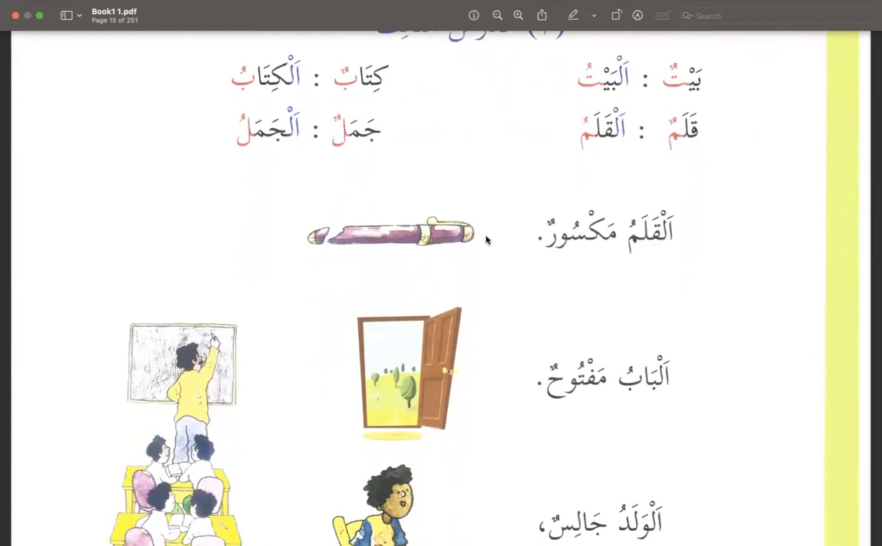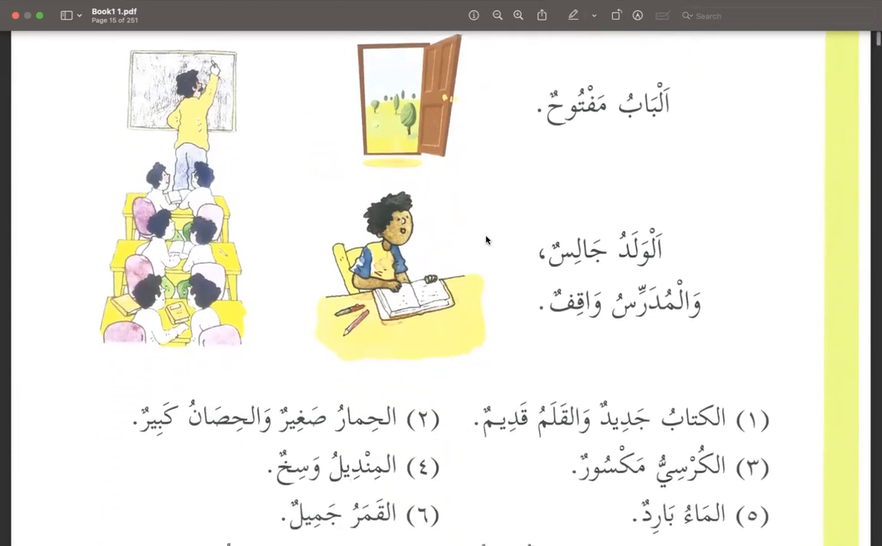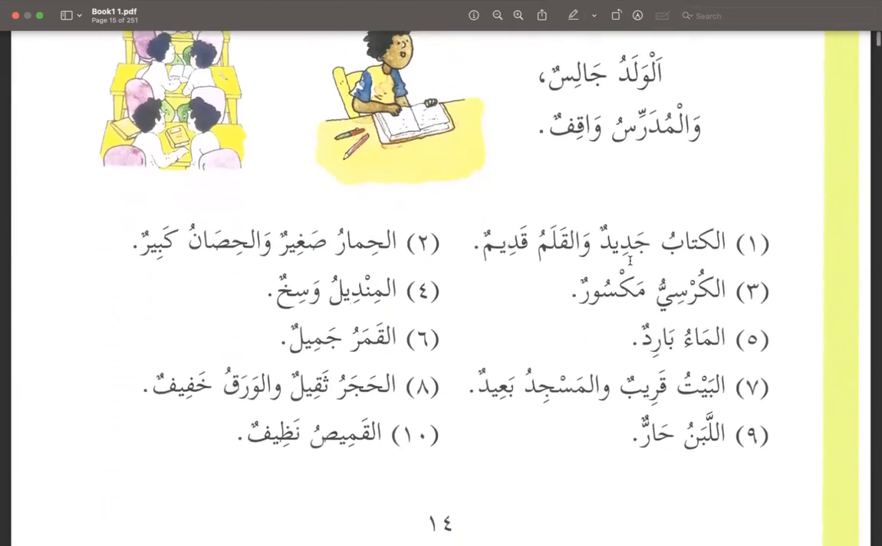Al-qalamu maksurun. The pen is broken. Al-babu maftuhun. The door is open. Al-waladu jalisun. The boy is sitting. Wal-mudarrisu waqifun. And the teacher is standing. Let's look at the exercise here.